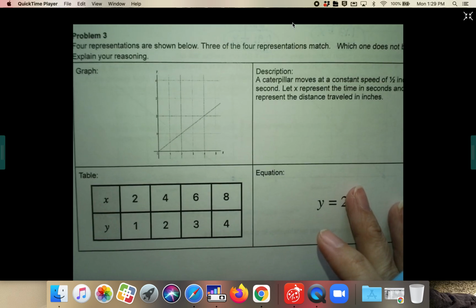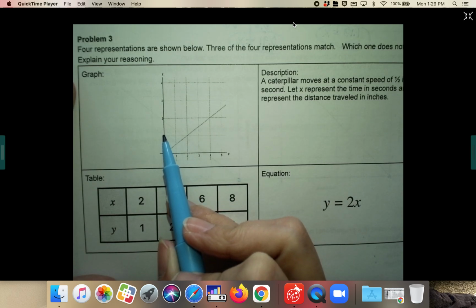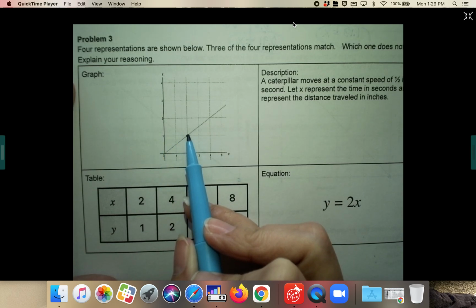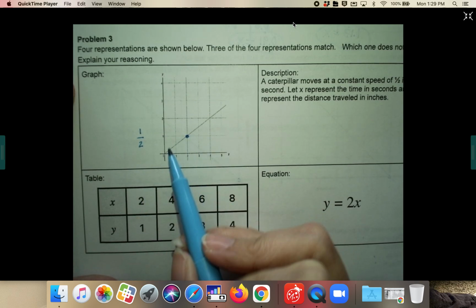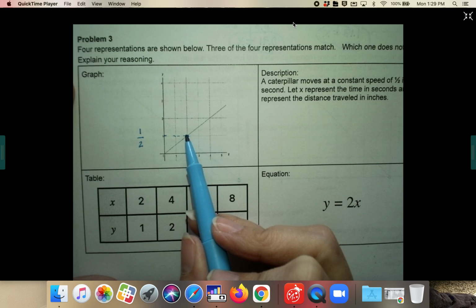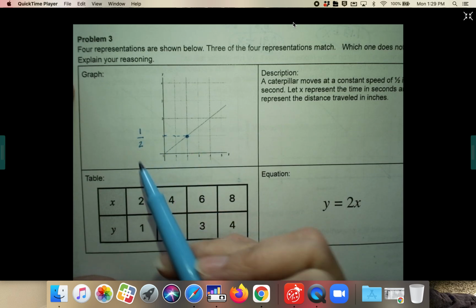Okay, I hope you guys looked at your graph and you saw that it was going up 1 per over 2. So up 1 over 2. See how it goes up 1 and then over 2. So this is up 1 over 2. So the rate is 1 over 2.